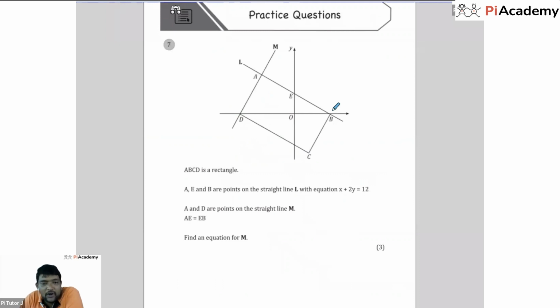ABCD is a rectangle. A, E, B are points on the straight line with the equation x plus 2y is equal to 12. A and D are points on the straight line M. AE is equal to EB. Find an equation for M. Can you try that? You can take 2 minutes time.